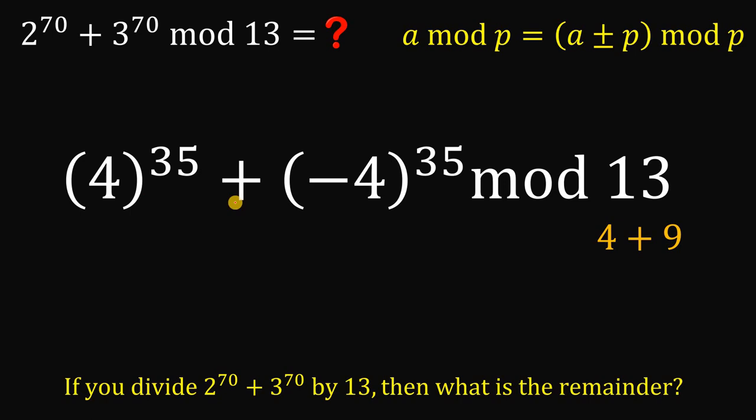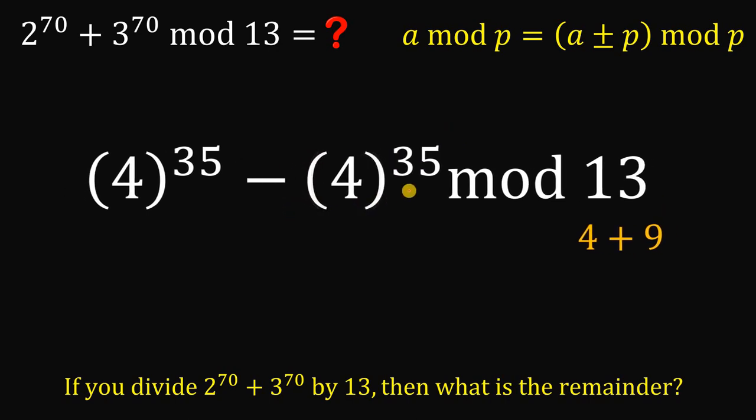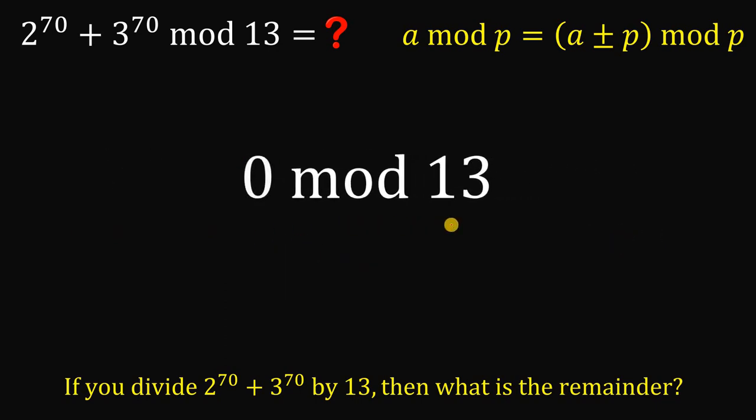And now we have 4 raised to 35 plus negative 4 raised to 35. And now take note, a negative base raised to an odd exponent, the result is always negative. So, negative 4 raised to 35 can be written as negative 4 raised to the power of 35. Now here, clearly, 4 raised to 35 minus 4 raised to 35 will give us 0. Therefore, it must be simplified to 0 mod 13.